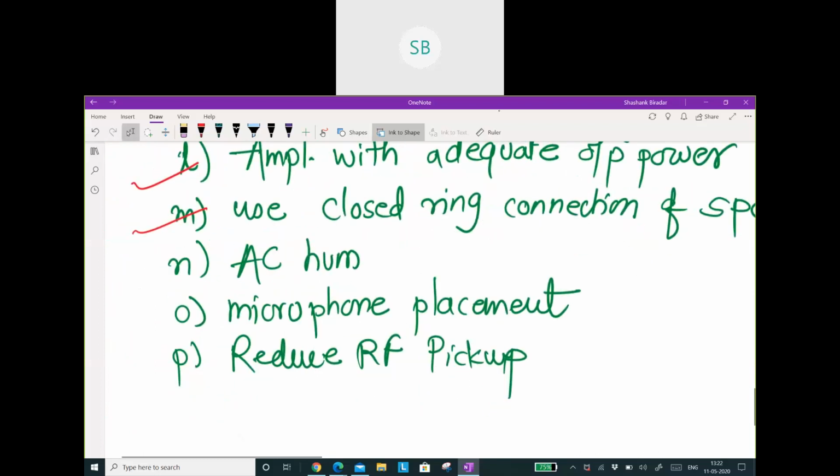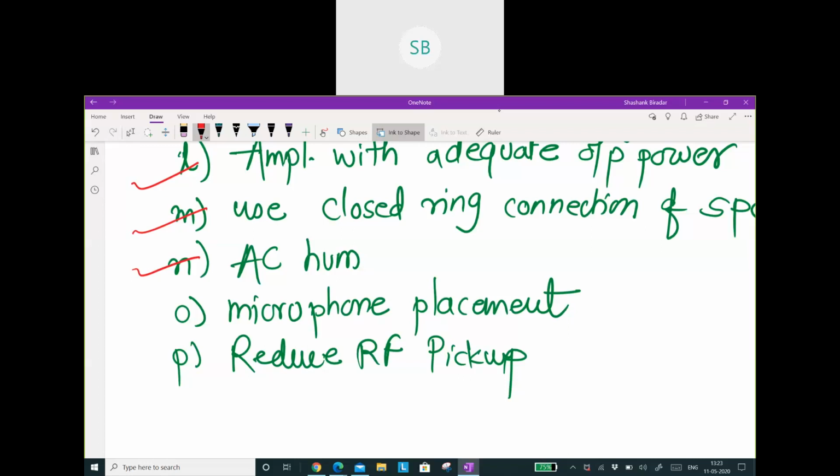And the last two or three points remain. The AC hum, what do we mean by that? The noise due to AC mains. Whenever you are dealing with any instrument which is operating on AC mains, you must always consider having filters, notch filters, at that particular power frequency, that is at 50 hertz or 60 hertz.